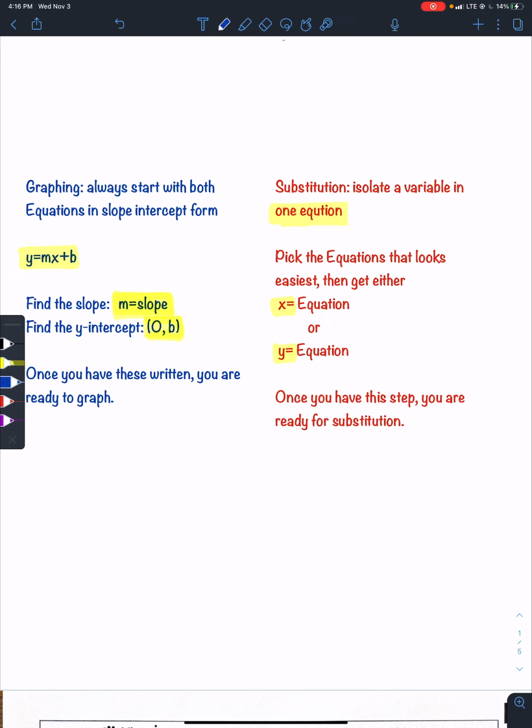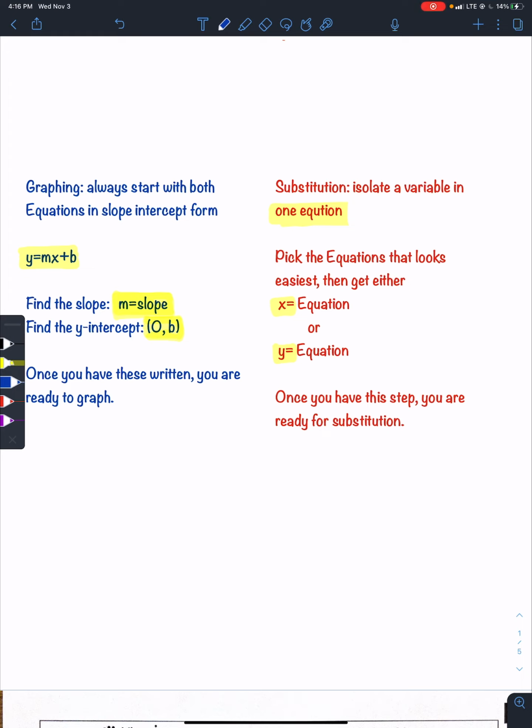With graphing, whenever you're graphing, always start with both equations in slope-intercept form. That is what we've practiced in class. Not that it's the only way, but it's what we've practiced. When you have both equations in slope-intercept form, find the slope, which is your m value, find the y-intercept, which is your b value, then you'd be ready to graph.